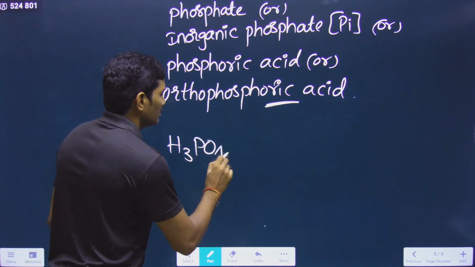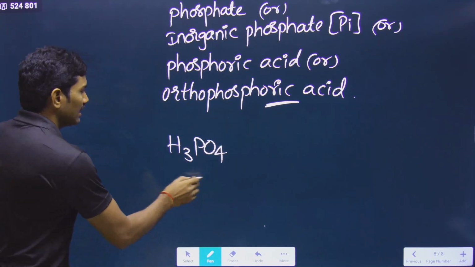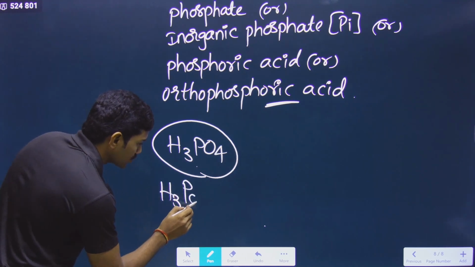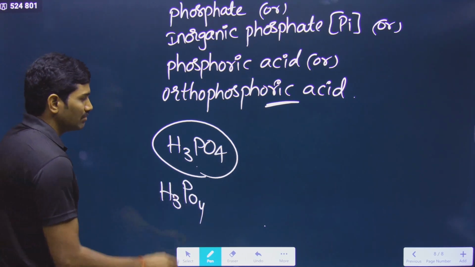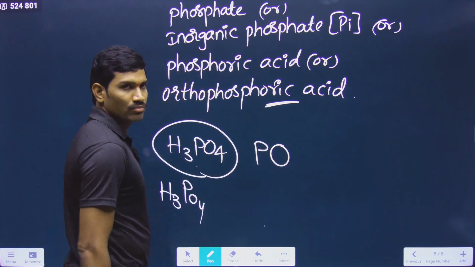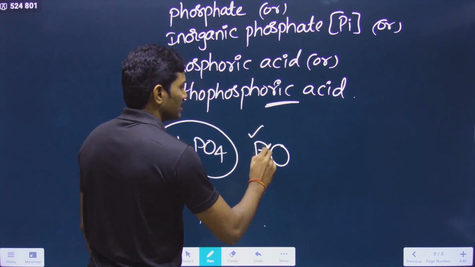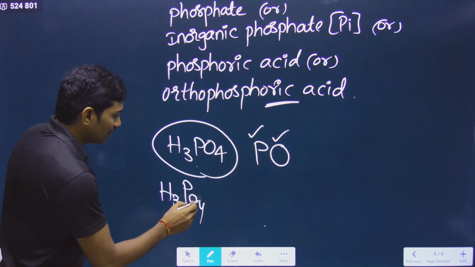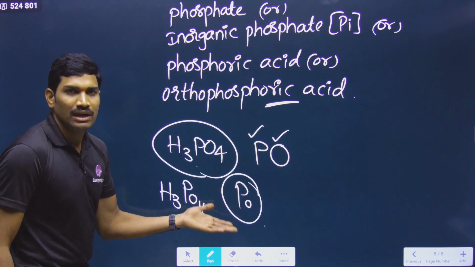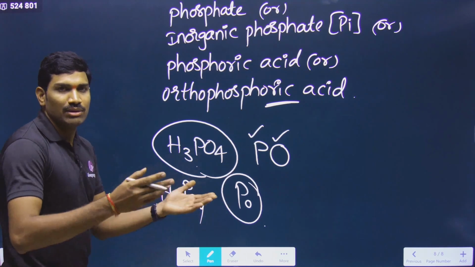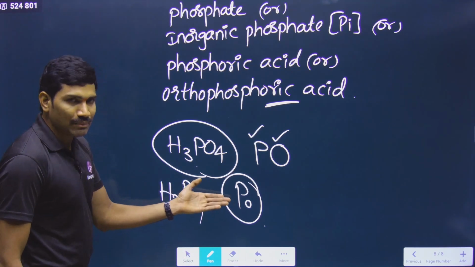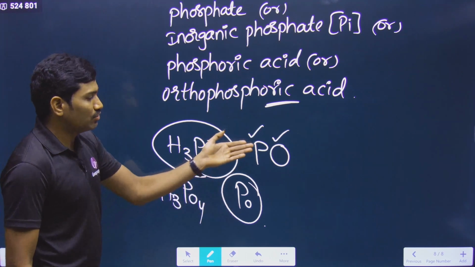H3PO4 is called phosphoric acid. While writing this PO4, H3, some students are writing P small o, 4. Please remember, this is actually capital P and next to it capital O. Understood? That means this is phosphorus, this is oxygen. But if you write capital P small o, what happens? This will become polonium, right? Already you have studied that table, the periodic table. So capital P small o is polonium, but we don't want polonium.